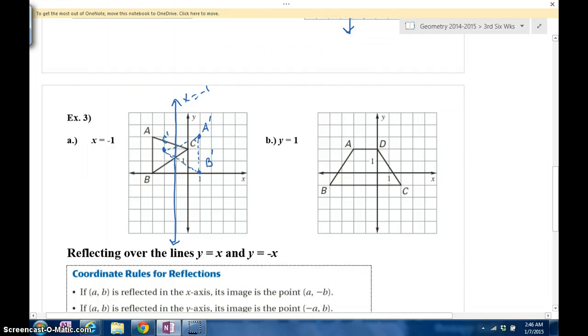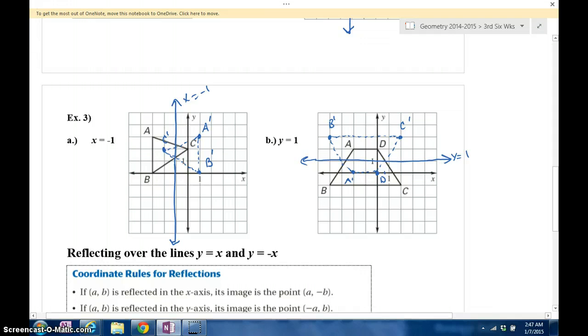Okay, same thing for part B. Line of reflection, y equals 1. So A is 1 unit up, so we're going to go A prime 1 unit down. D is 1 unit up. D prime is 1 unit down. B is 2 units down from there, so we're going to go 2 units up for B prime. And same with C. And we have that reflection right there.